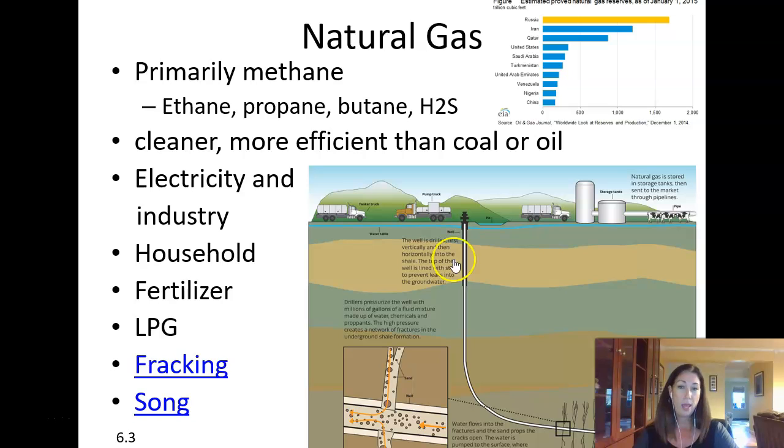So I'm going to go through a video that shows how this fracking process occurs so you can get a better visualization of the scale and the method.